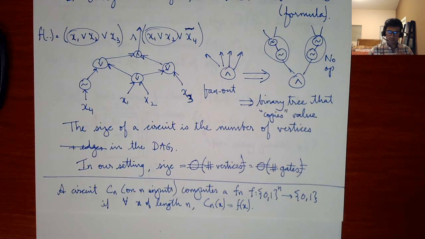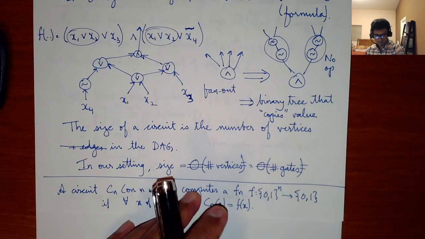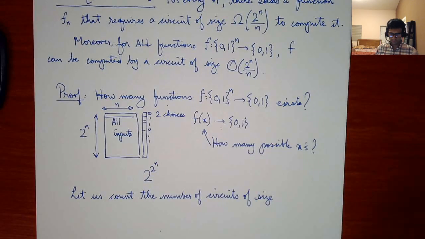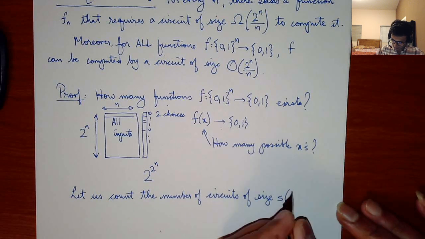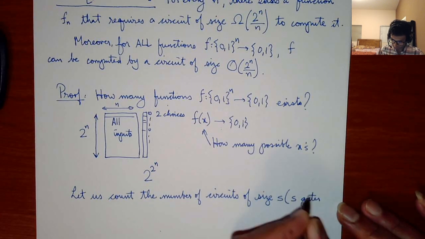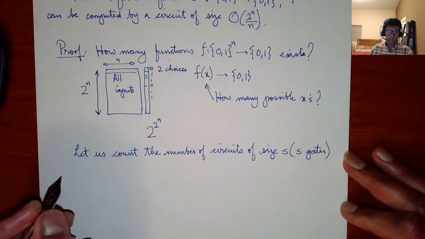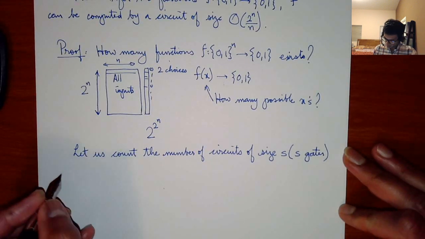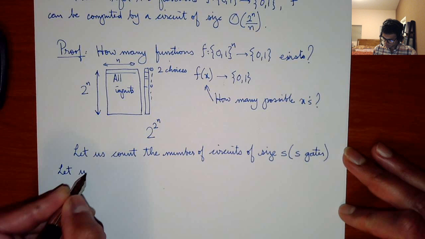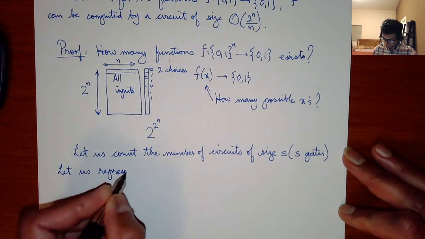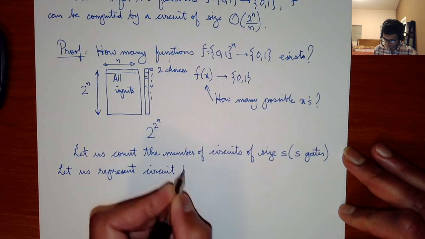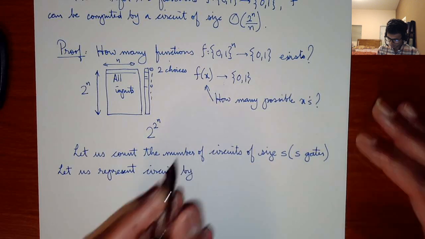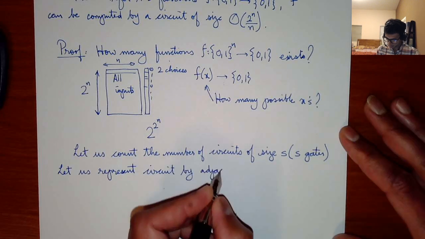It works whichever way you do it. So let's say the size is the number of gates. Because we have O's and omegas there, it doesn't matter. So let's just count the number of circuits of size S, meaning that it has S gates. So how do you represent a circuit? Let us represent the circuit by an adjacency list.